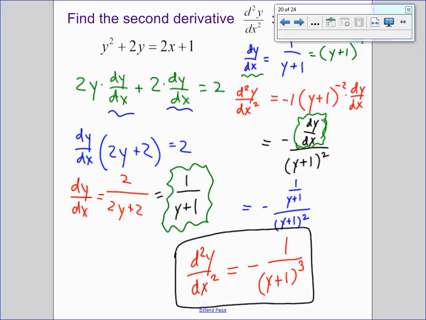And what about my original relation does d2y dx squared tell me? What information does the second derivative hold? What does that tell me about my original relation? Kobe? Oh, sorry, what information does the second derivative give me about the original relation? It gives you the rate of change of the slope.